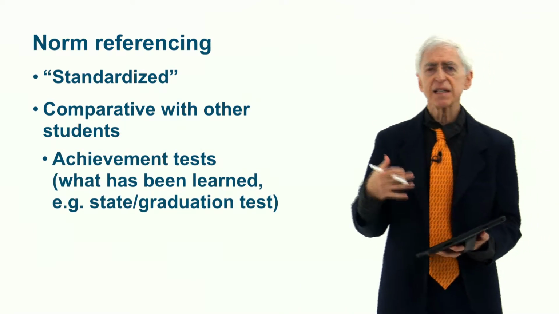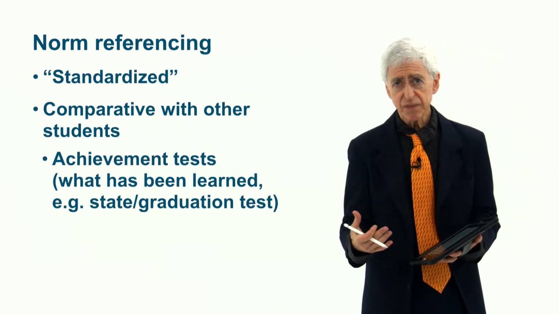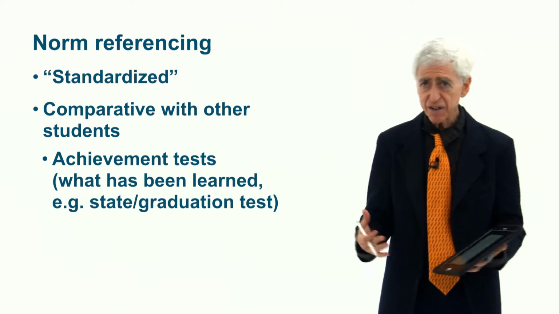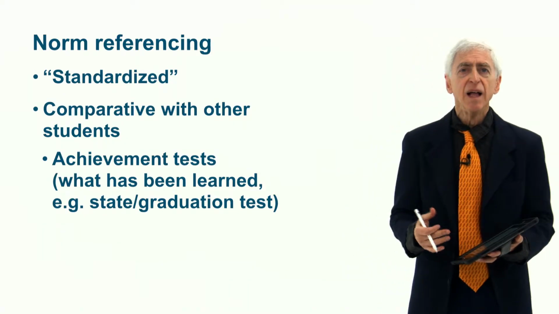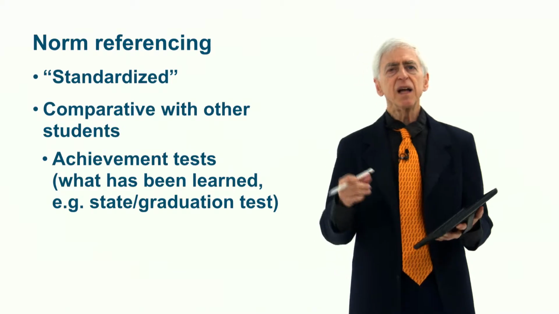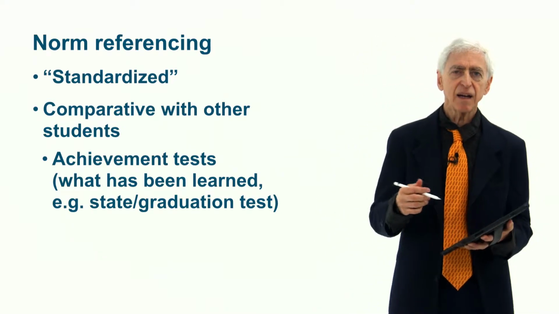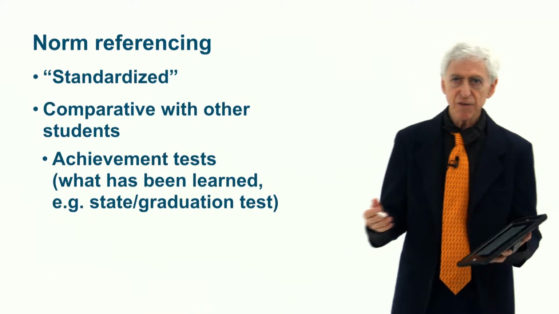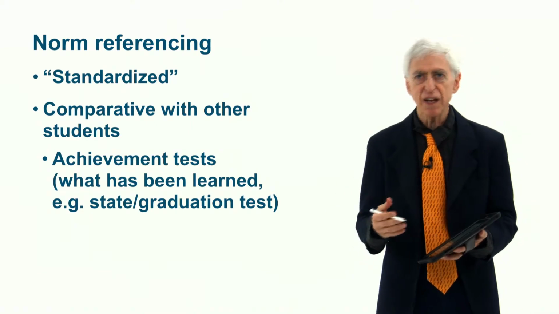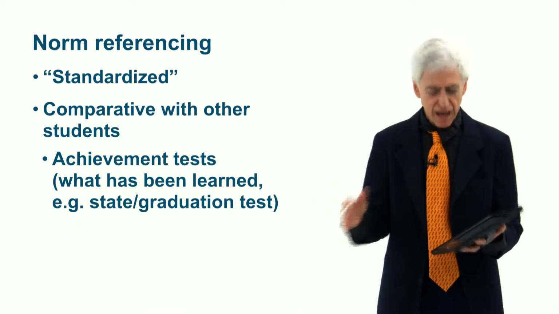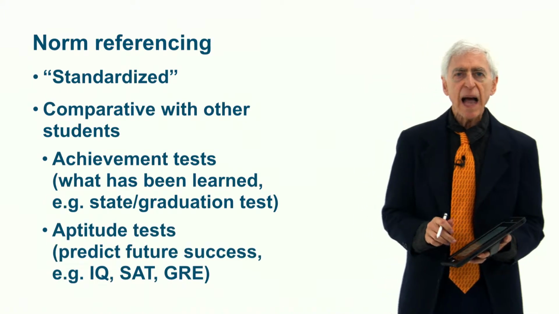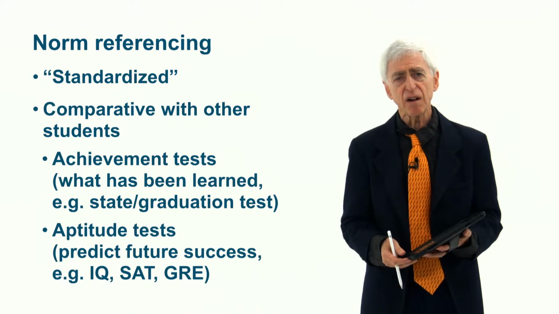Well, it involves things like achievement tests. Achievement tests are all standardized, norm referenced. They're measuring what you have learned and if you have achieved what should be achieved at your grade level or your age level. Aptitude tests are also involved here.